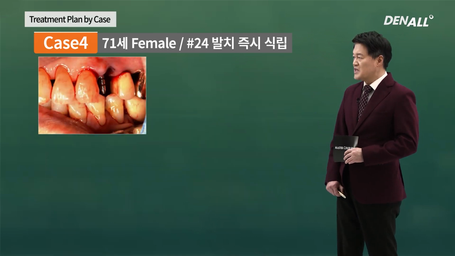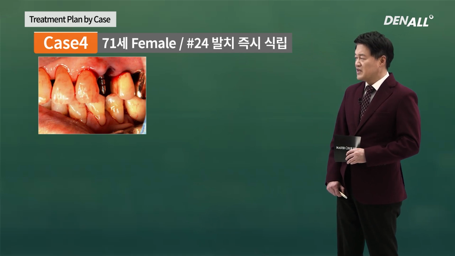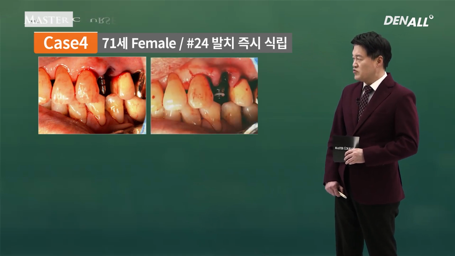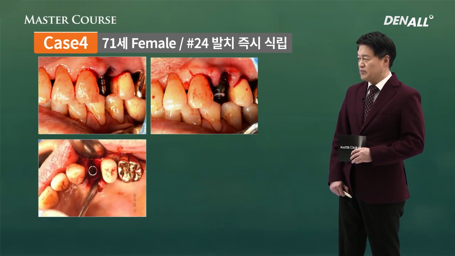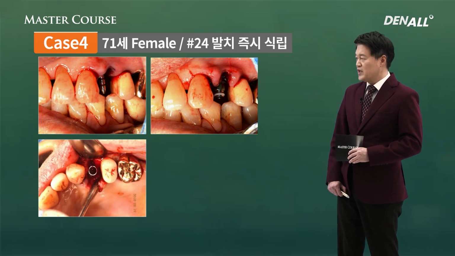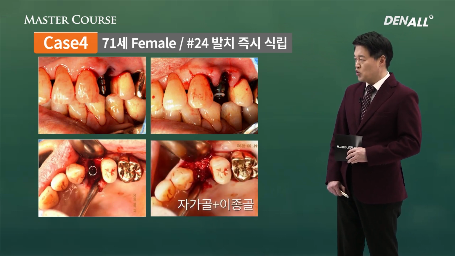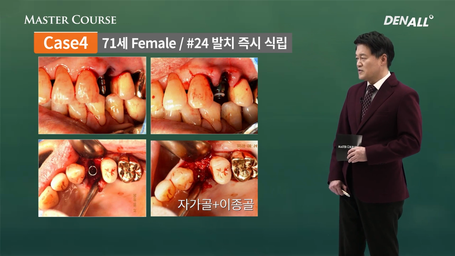As you can see, guide pin was used to check the placement position. It was adjusted, and I placed the fixture with the mount on. I removed the mount, and you can see the gap. I used autograft and allograft to do GBR.